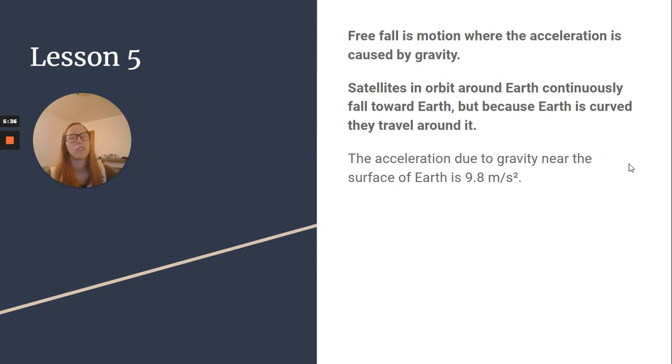And then lesson 5, free fall is motion where the acceleration is caused by gravity. Satellites in orbit around Earth continuously fall toward Earth, but because Earth is curved, they travel around it. So remember that centripetal motion, centripetal force. And then the acceleration due to gravity near the surface of Earth is 9.8 meters per second squared. That is also on your test for sure. So remember that one. That's it for a review.